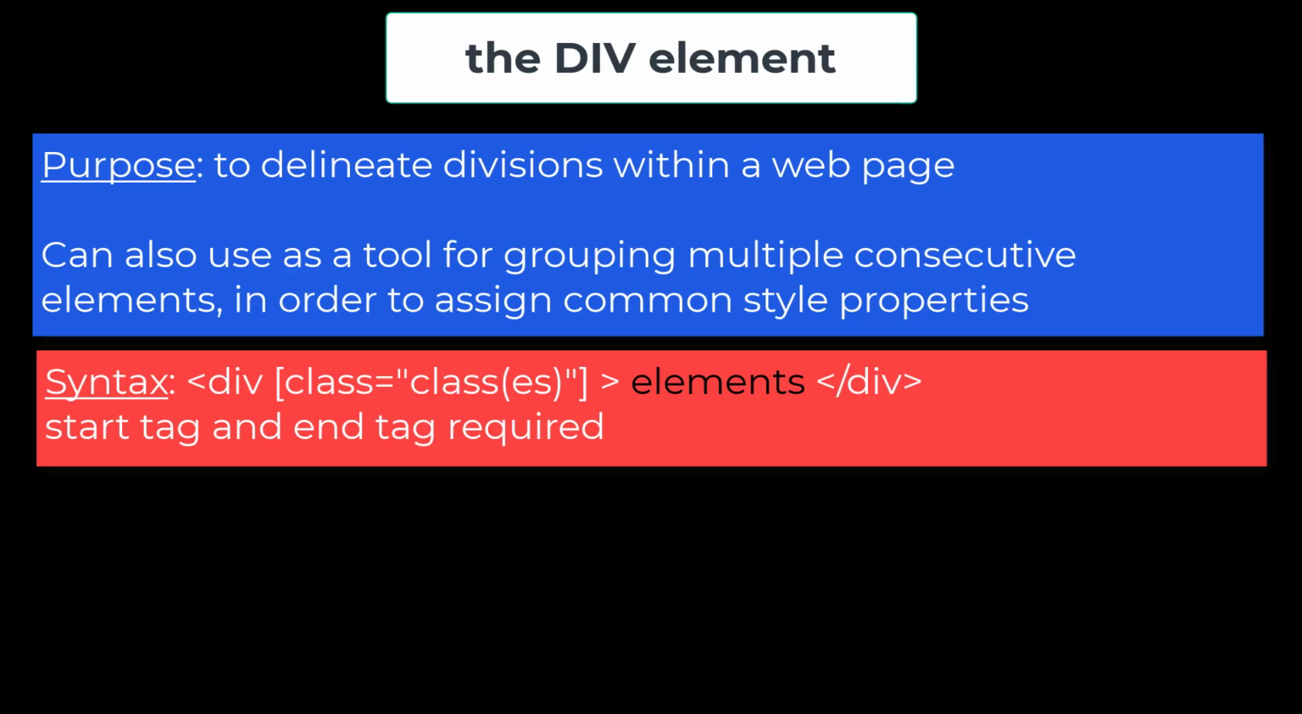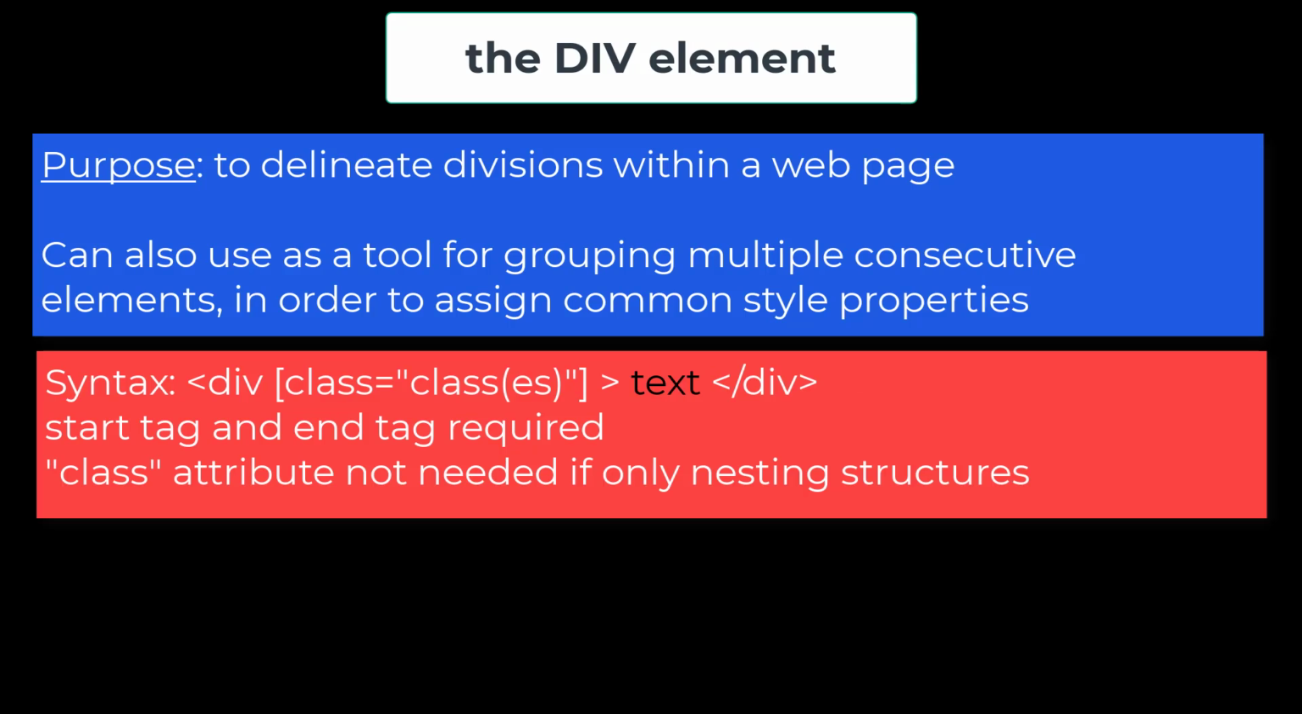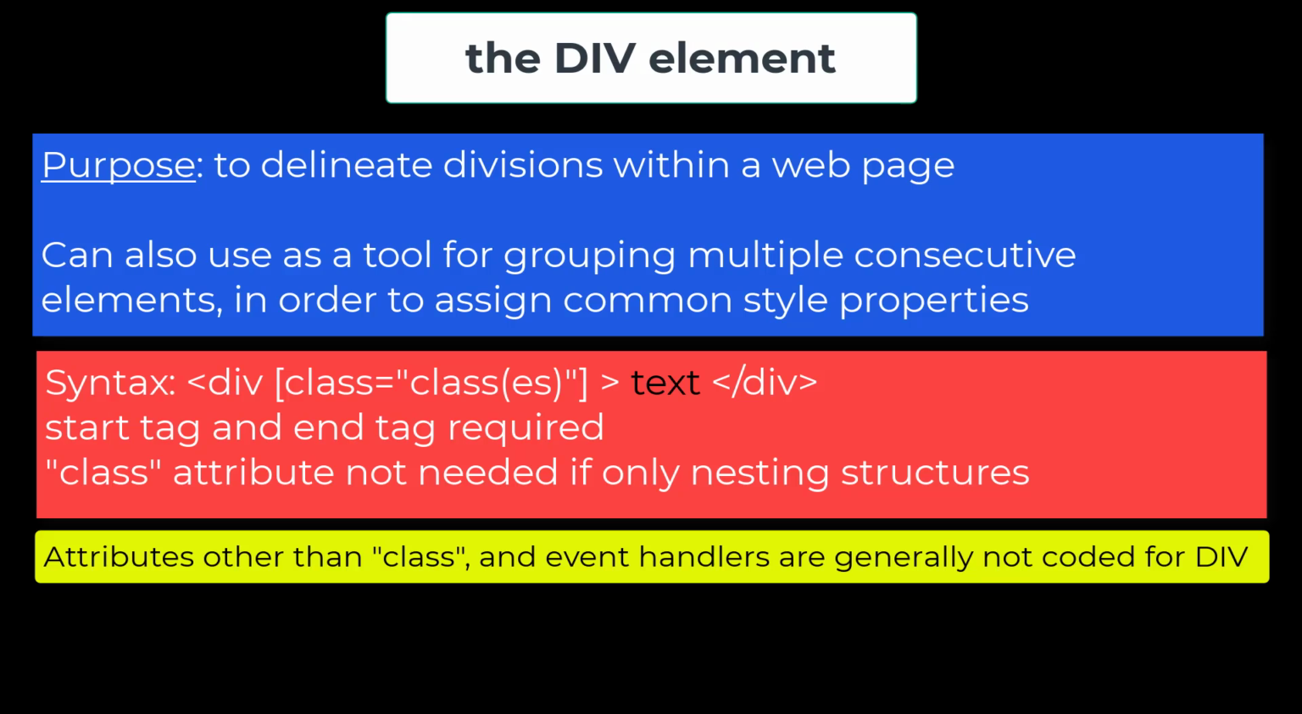The syntax, we start with a header, div, class equals classes, and then the nested elements and end div. The start tag and the end tag are both required. You don't have to have the class attribute if you're just trying to nest structures. Attributes other than class and event handlers are generally not coded for this element.